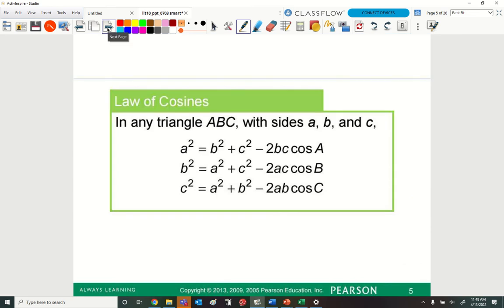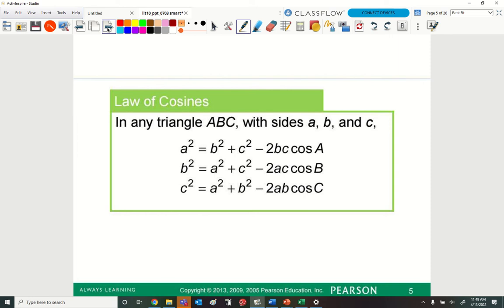Here we go. So, law of cosine. Here are our three formulas for law of cosine. In any triangle with sides a, b, and c, we have these formulas. But I don't like the way they set this up, because they solve for a squared, b squared, or c squared, where we're not really looking for a squared.